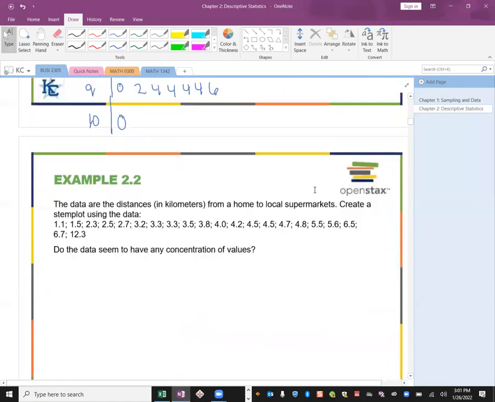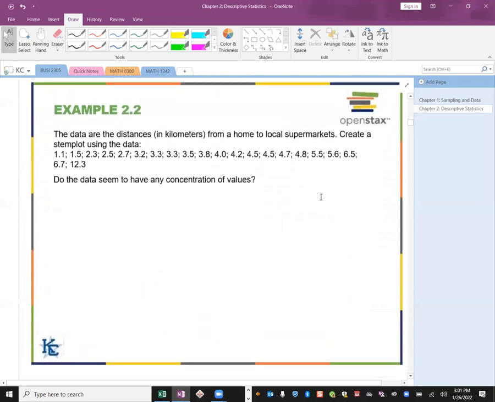Let's do another example, example 2.2. The data are the distance in kilometers from a home to a local supermarket. Create a stem and leaf plot using the data. Do the data seem to have concentrations of values? Let's take a look here. We're going to have a stem and leaf, but this time our stem is going to represent the ones place, and the leaves is going to represent the decimal place, the tenths place. So this would be the same as 1.1.